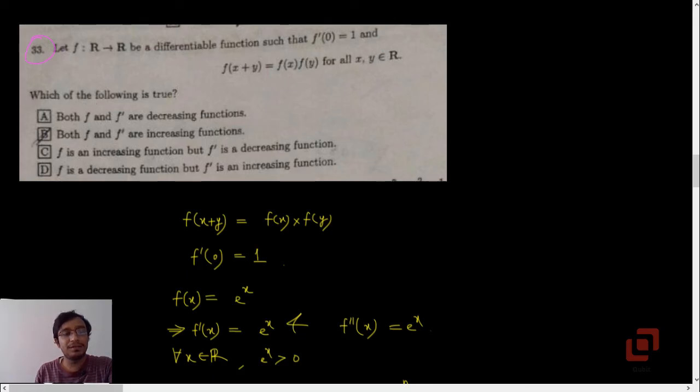Let the function f, defined from the set of real numbers to the set of real numbers, be a differentiable function such that f dash of 0 is 1. So the value of the derivative of this function at 0 is 1. And f of x plus y is equal to f of x into f of y for all x and y in the set of real numbers. If you look at this equation here, this is what we call a functional equation.